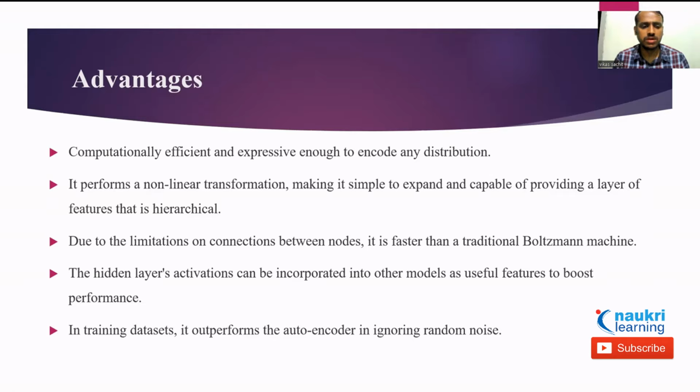Another advantage is that in the training dataset, it outperforms the autoencoder in ignoring the random noise. If you know about autoencoder, this is nothing but encoding the features. So what RBM does is it outperforms, that is, it is faster than the autoencoder, because generally in autoencoder there is random noise. We can say that some error occurs generally. So that we can eliminate in RBM machines.